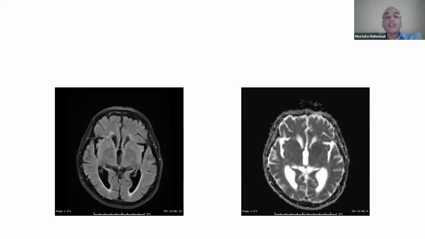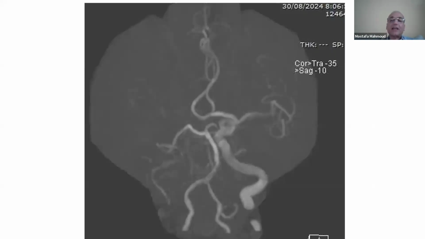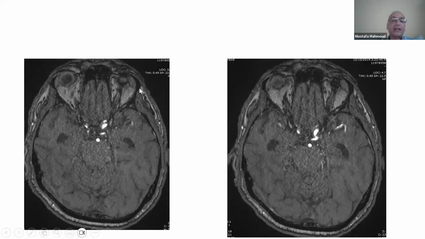So to intervene or not, the key point is the NIH. Low NIH, do not intervene. High NIH, intervene. And here is the MRA, and this is the source image. Obviously, you can see a stenosis. Look at the discrepancy between the ICA here and there. It is a chronic stenosis.